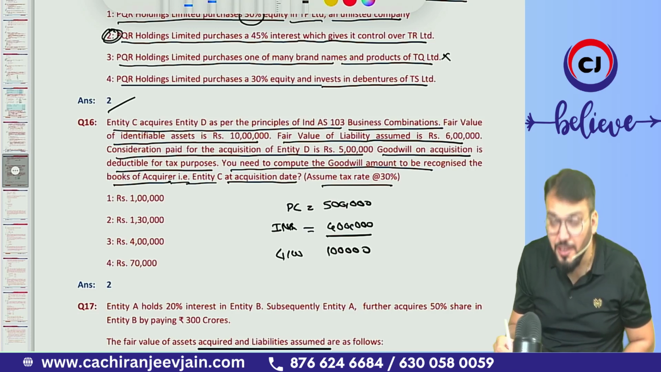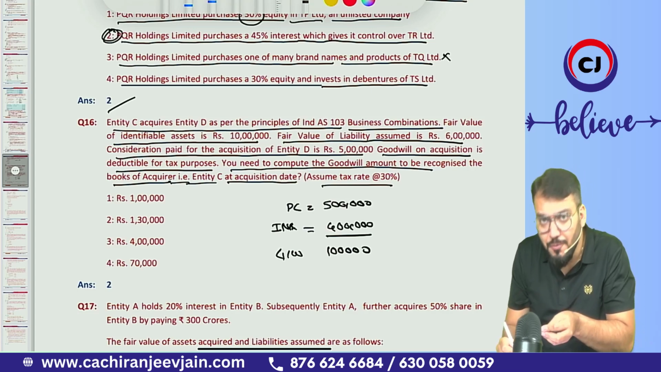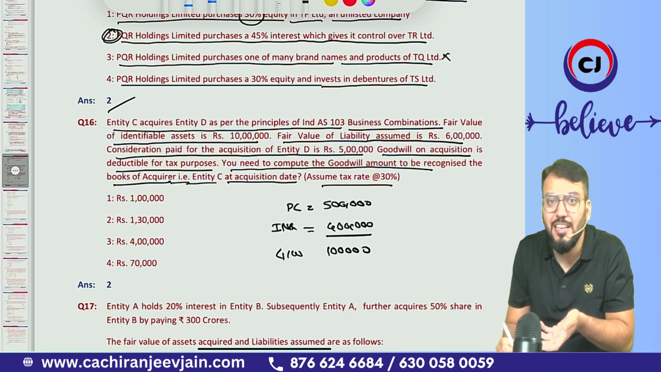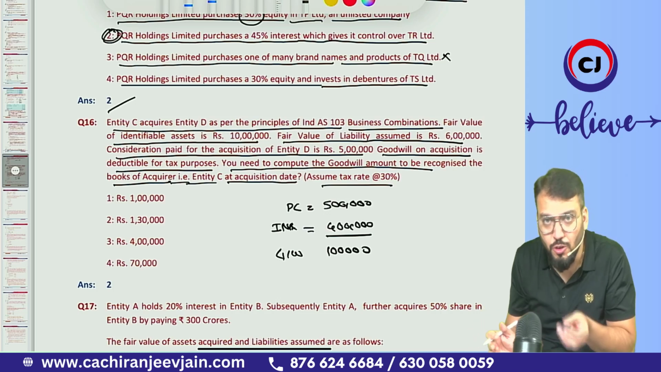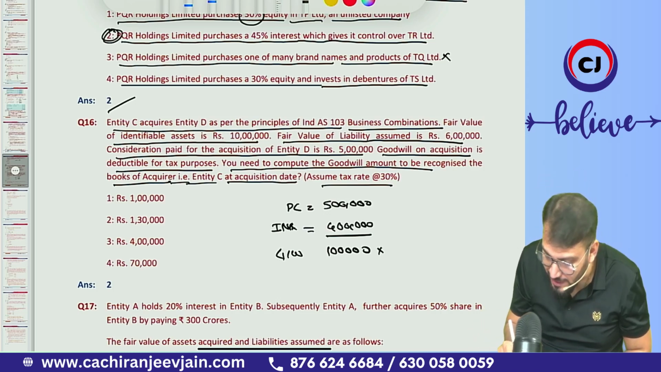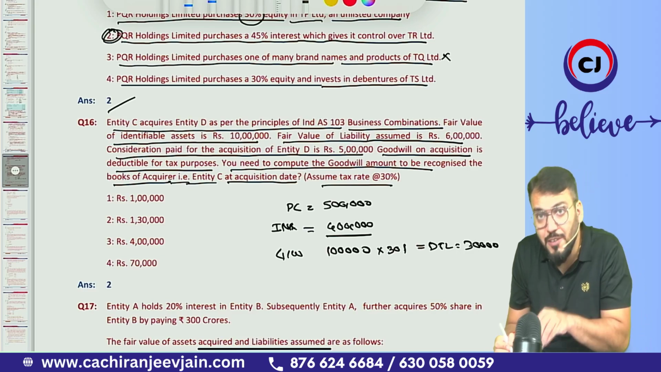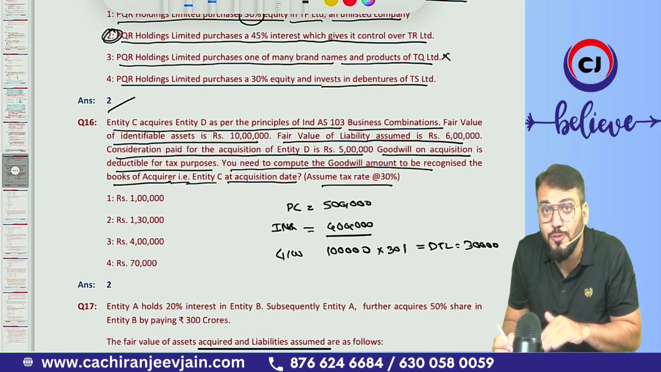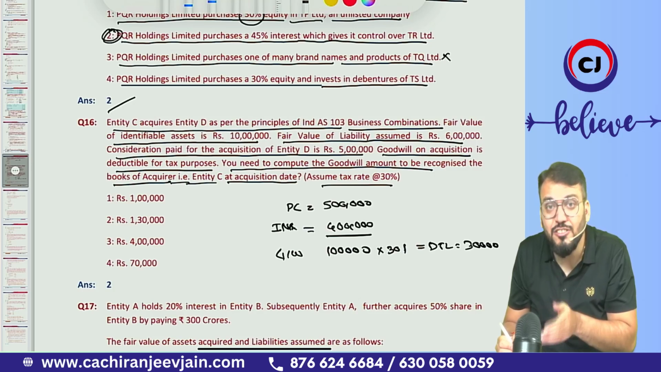So on this goodwill we will create a deferred tax liability, because this will be the fair value of goodwill, and the carrying amount, meaning the tax base of goodwill, will be 0. So on this, 30%. It means your DTL, deferred tax liability, will be 30,000. If the deferred tax liability is 30,000, so if the liability increases, can you say your goodwill will also increase? If your liability increases, your goodwill also increases.